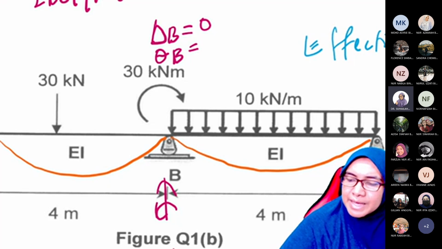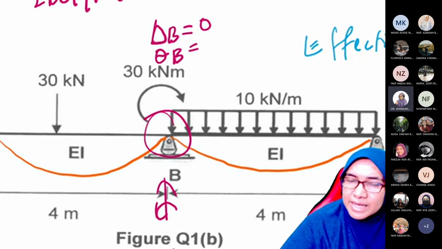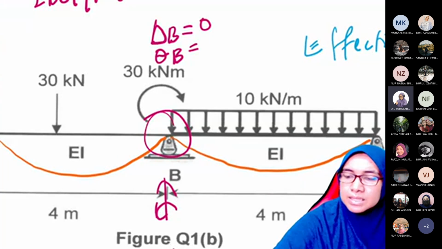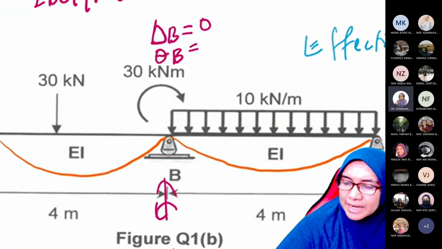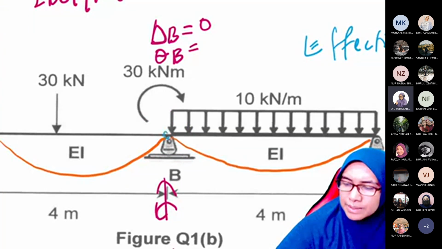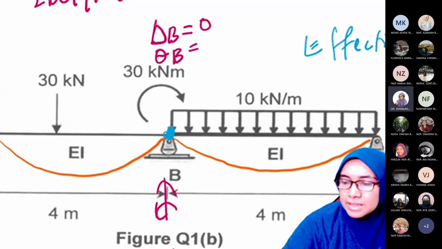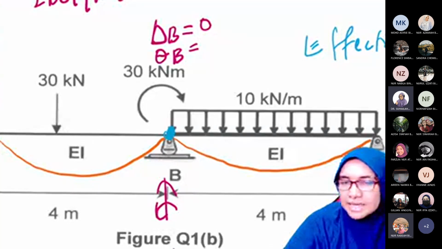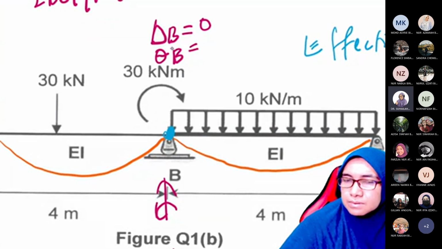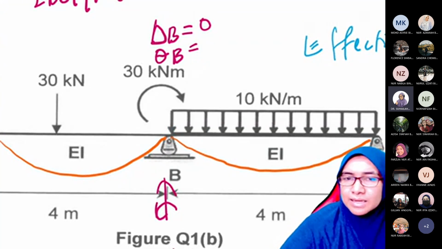Okay, delta B kita dapat from sini. By looking at the diagram, looking at the deflected shape, it is proven that delta B is equal to 0. Sebab tu kita draw, bila kita draw tu dia balik dekat kosong balik kat sini. Dia akan going back to 0 sebab delta dia 0. So theta B, 0 or non-zero? Where is theta B in the diagram?